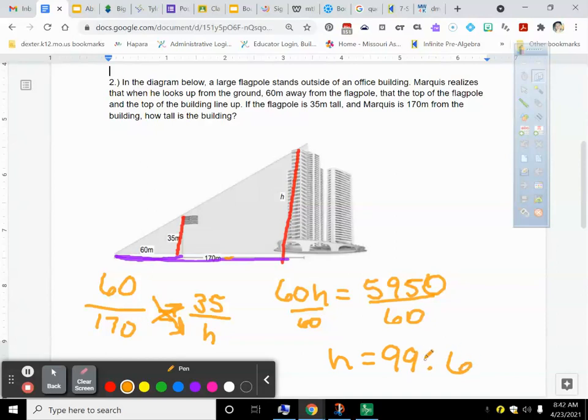Okay, you said 99.16? All right, so let me see if it asks us to round. It says if the flagpole is 35 meters tall and Marquise is 170 from the building, how tall is the building? Okay, so that's really close to 99 feet. So I'm going to say that the building is approximately 99 feet. If you put 99.16, that's fine, because they didn't tell us to round. All right, so now that we've done 2 problems, what questions do you have for me?